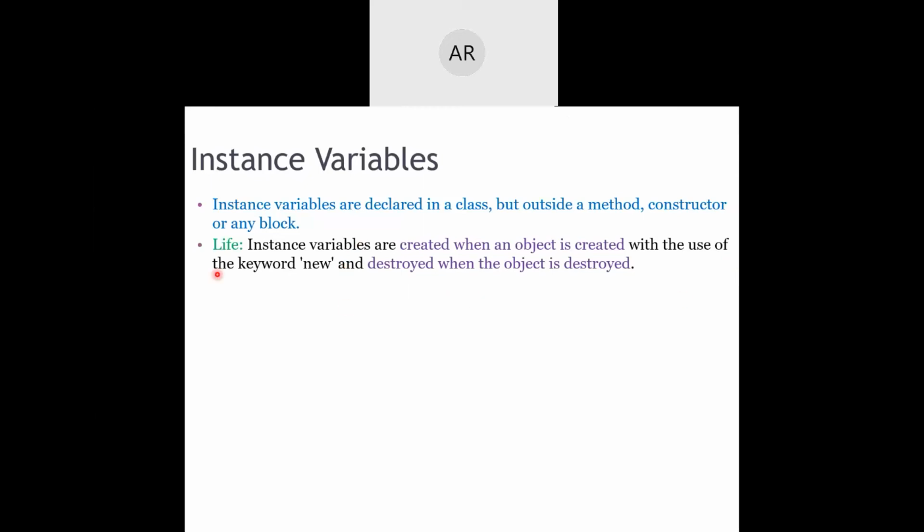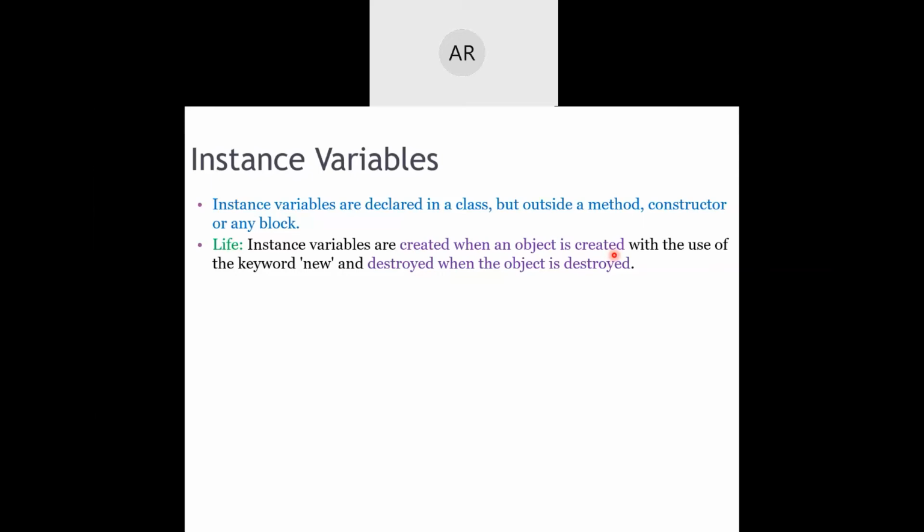So, what is the life of that particular variable, when it will be created and when it will be destroyed? Instance variables are created when an object is created. It is not that when the compiler executes that particular block of code. Whenever an object of that particular class is created, the instance variables will get created with the use of the keyword new. To create an object, we definitely need the keyword new, which is an operator for us.